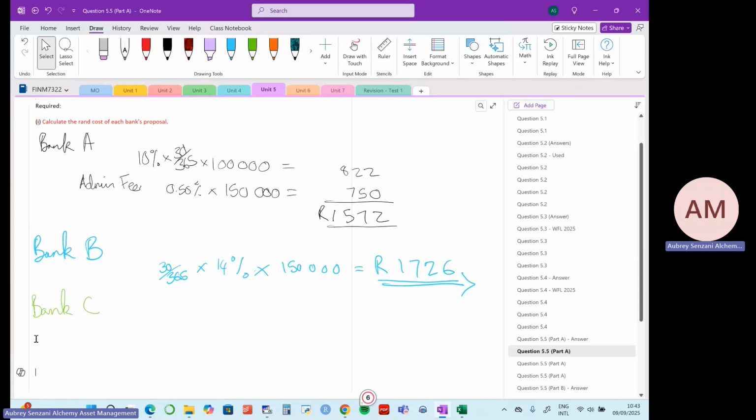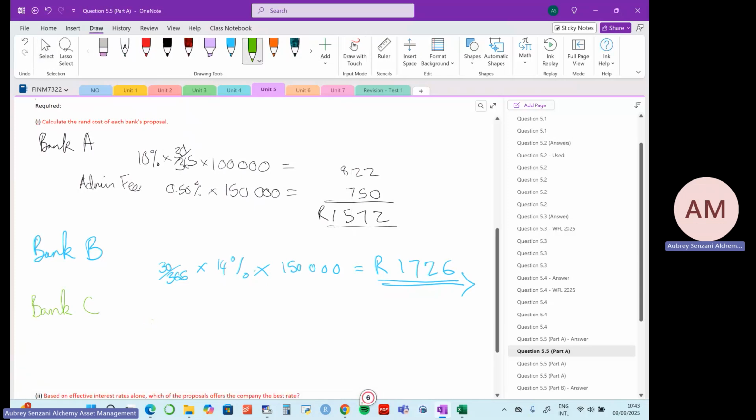Okay, so maybe let's just knock out that average amount borrowed first. Interest. They said 90,000 over 30 days. So 30 over 365 times the interest rate of 16% times our 90,000. As you calculate that, we also know there's a warehousing fee, isn't it?